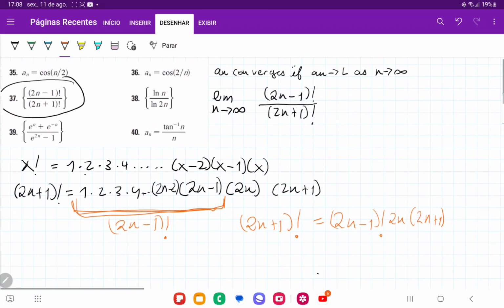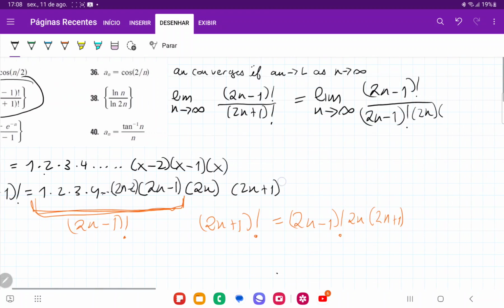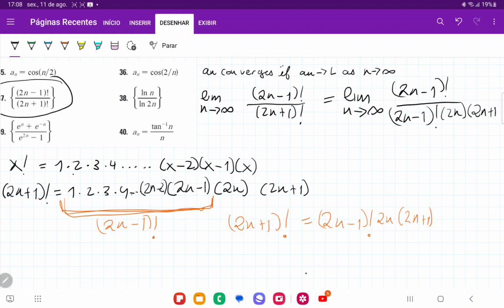So I'm just going to zoom out so you guys can see that. So when we did the expansion, we said that from 1 all the way to 2n minus 1, that is (2n minus 1) factorial. And then if we multiply it by 2n, because we keep adding 1, and then multiply it by 2n plus 1, that is equal to (2n plus 1) factorial. So we're going to substitute this. We're going to say that this is the limit as n approaches infinity of (2n minus 1) factorial, and then on the bottom we turn (2n plus 1) factorial into (2n minus 1) factorial, and then times 2n, and then times (2n plus 1).